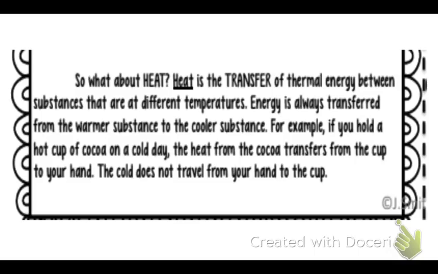So what about heat? Heat is the transfer of thermal energy between substances that are at different temperatures. Energy is always transferred from the warmer substance to the cooler substance. For example, if you hold a hot cup of cocoa on a cold day, the heat from the cocoa transfers from the cup to your hand. The cold doesn't travel from your hand to the cup.